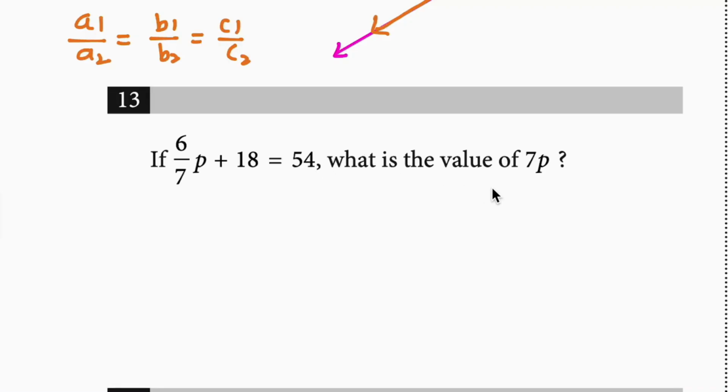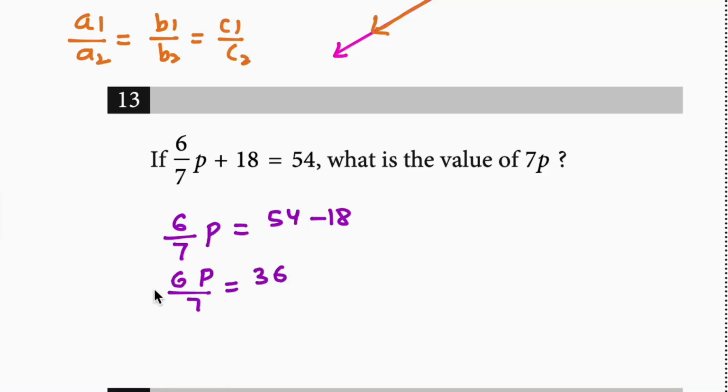This is the main kind of proper SAT style question. P is not asked. What is asked? 7p. But let's calculate p first. Because 18 is a constant, we'll do 54 minus 18 first. So 6 by 7p is equal to 54 minus 18. So that is 36.